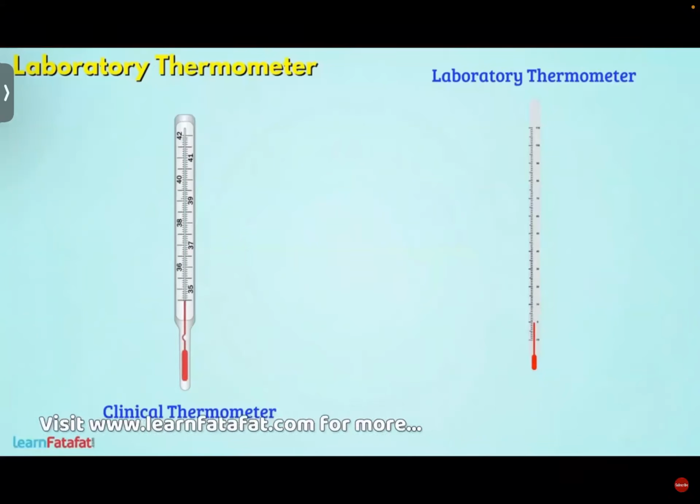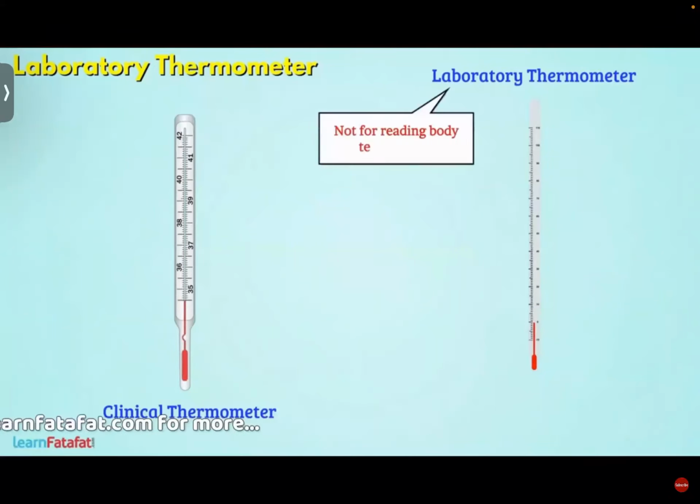Remember, we cannot use laboratory thermometer for reading body temperature. It is because of the same reason. That is, until we read the temperature, the mercury level decreases rapidly. Here we complete this topic.